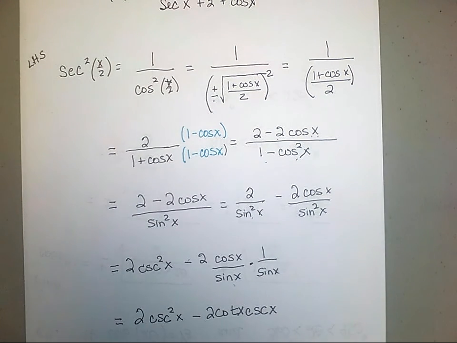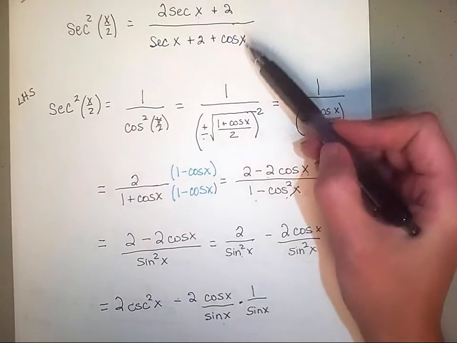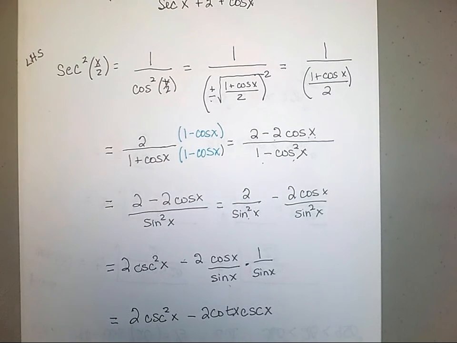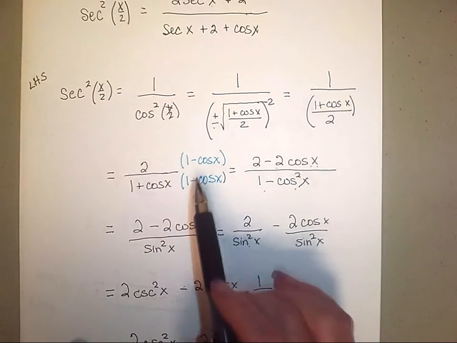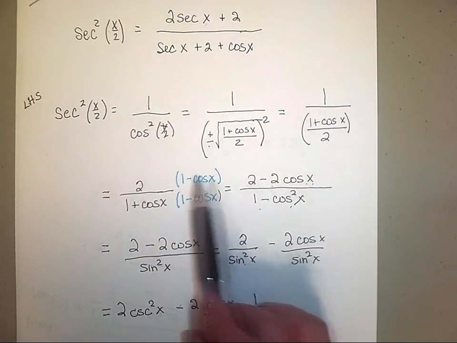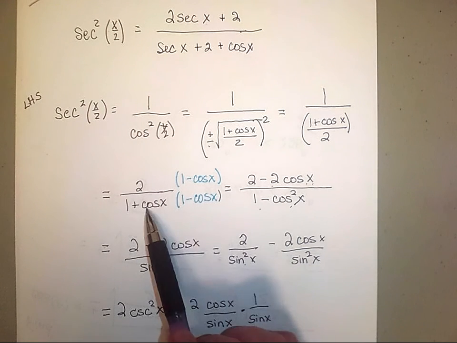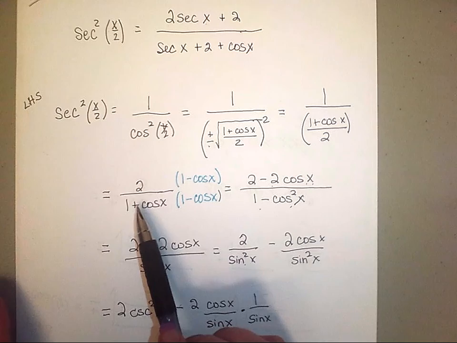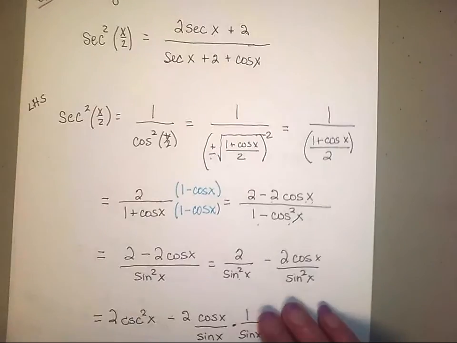And at this point, I want to stop and reevaluate what I've done, because I feel like I'm getting further and further away. We want secants and cosines, and I have cosecants and cotangents. So I could continue on with this method, but I think I want to stop and try again. Okay. Let's try a different method. At this point, I multiplied by the conjugate. Let's see what happens if I multiply by the denominator.